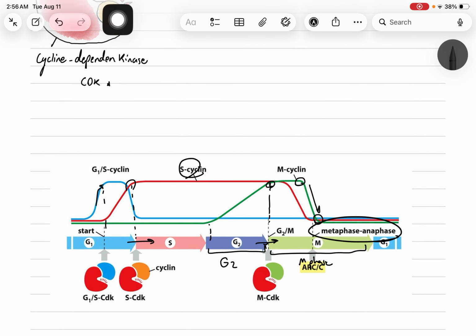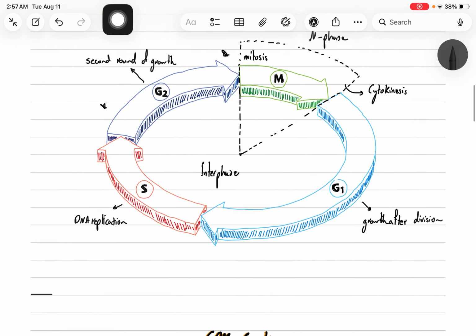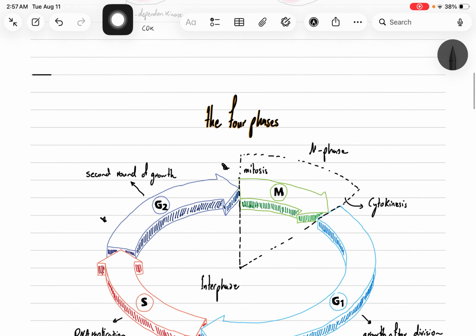M-cyclin cannot be degraded, so M-CDK activity stays high. It's not going to go down, it stays high. And what happens? The cell cannot complete the metaphase to anaphase transition, and it gets stuck, unable to finish mitosis. And as you can see here, we have that metaphase to anaphase transition when we have that drop in the M-cyclin levels, and that's why I told you to remember this part, and I said we're going to talk about it later on in the video.